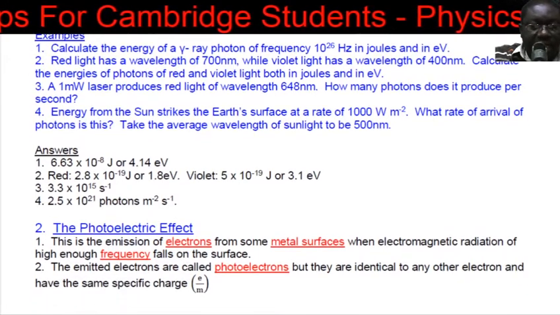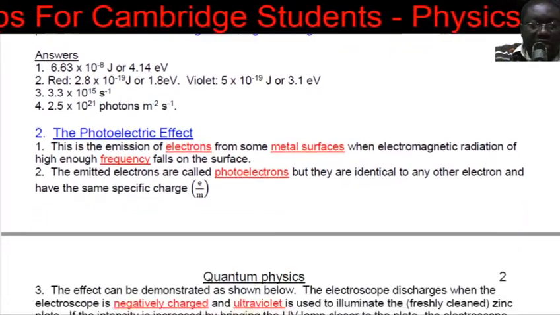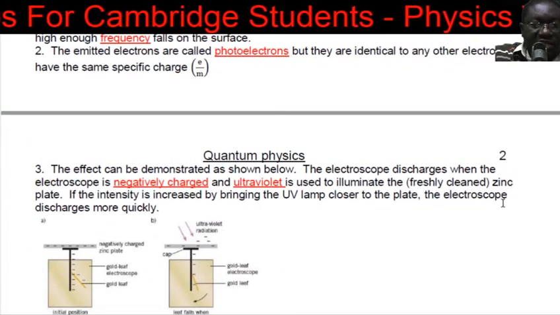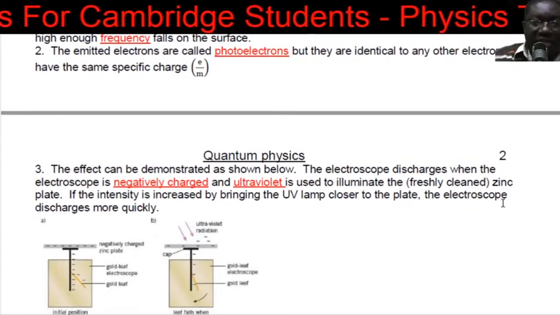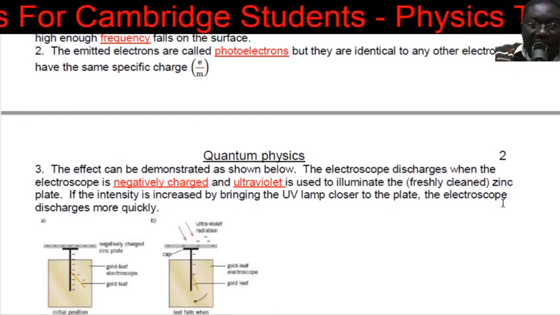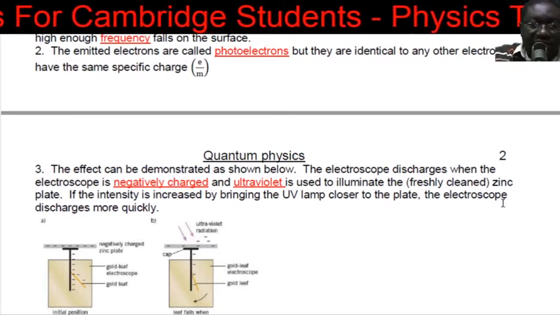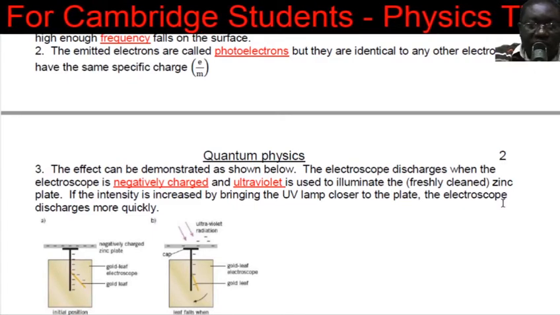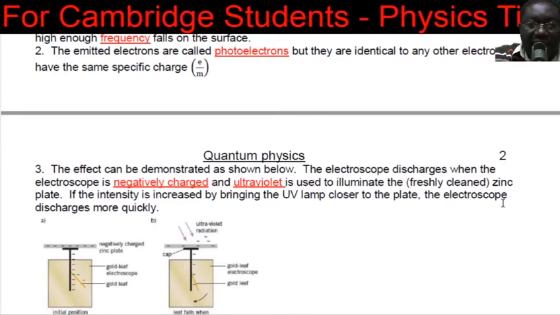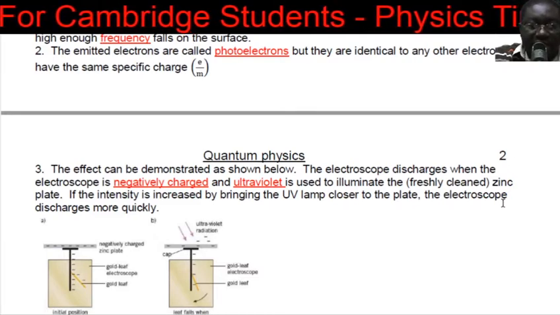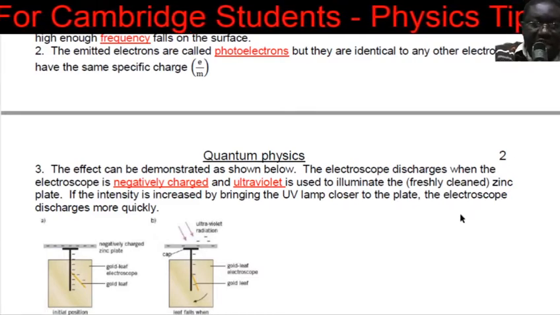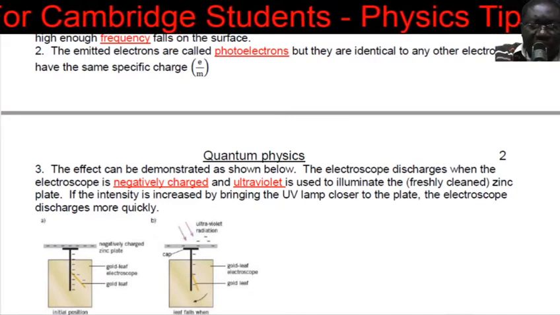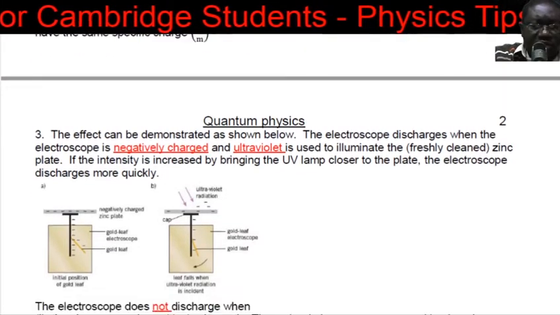Now moving on to the last bit, that is the photoelectric effect. This is the emission of electrons from some metal surfaces when electromagnetic radiation of high enough frequency falls on the surface. The emitted electrons are called photoelectrons, but they are identical to any other electron and have the same specific charge e over m. The effect can be demonstrated as shown using the gold leaf electroscope.